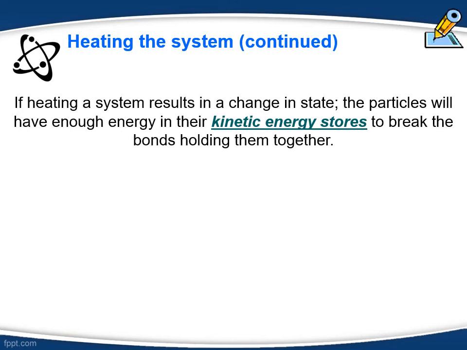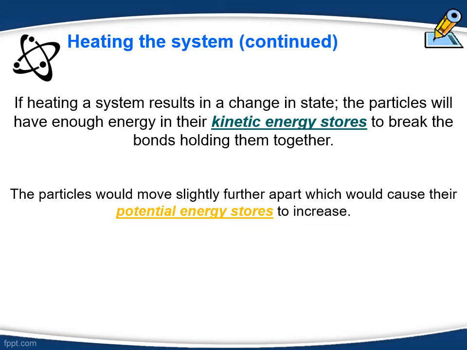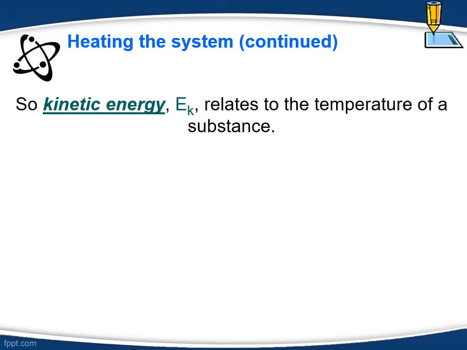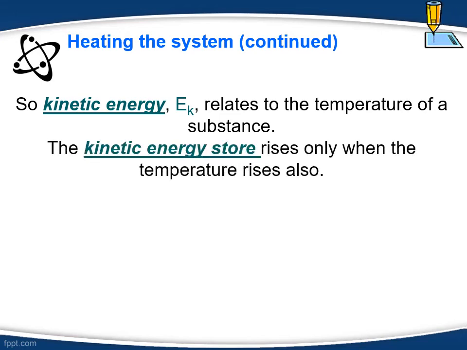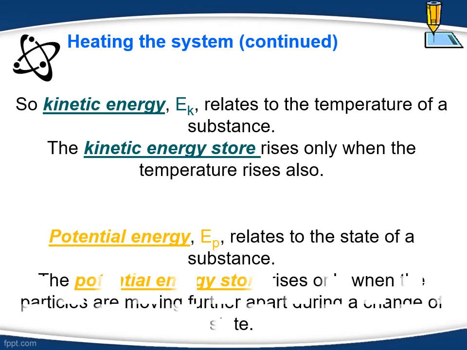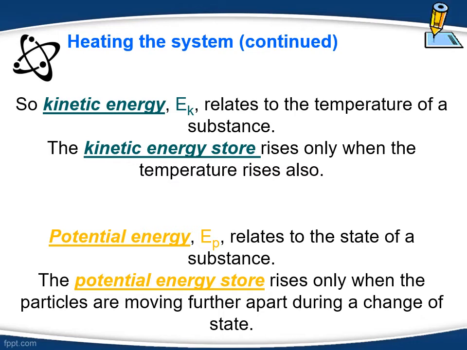If heating a system results in a change in state, the particles will have enough energy in their kinetic energy stores to break the bonds holding them together. The particles move slightly further apart, which causes their potential energy stores to increase. So the kinetic energy and temperature relationship is like this: when the kinetic energy store increases, the temperature increases too. And what happens with the potential energy rise? When the potential energy rises, the particles are moving further apart, and during this, the change of state happens.